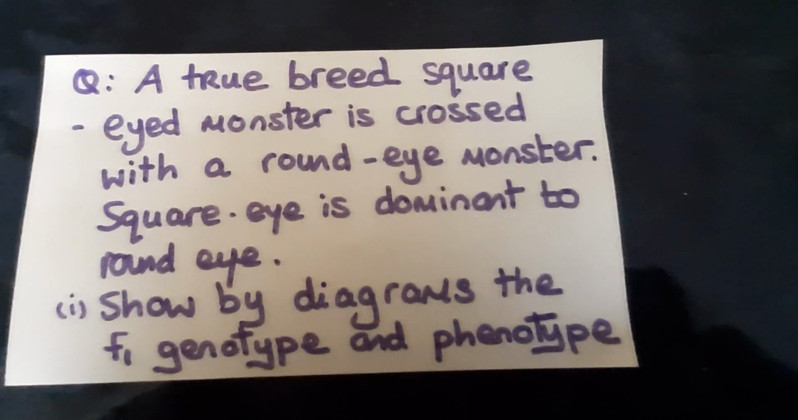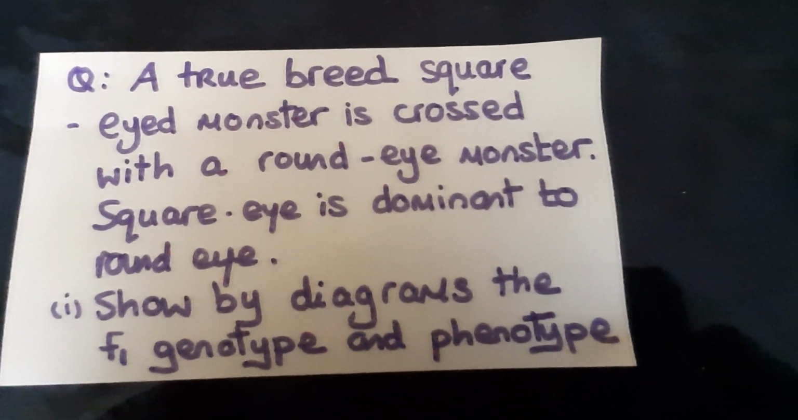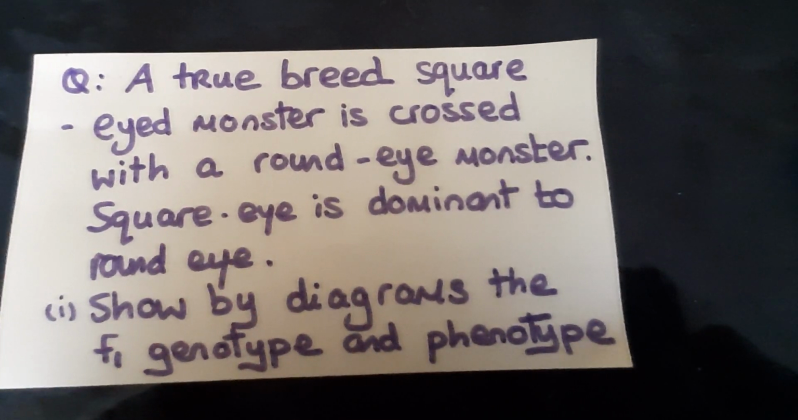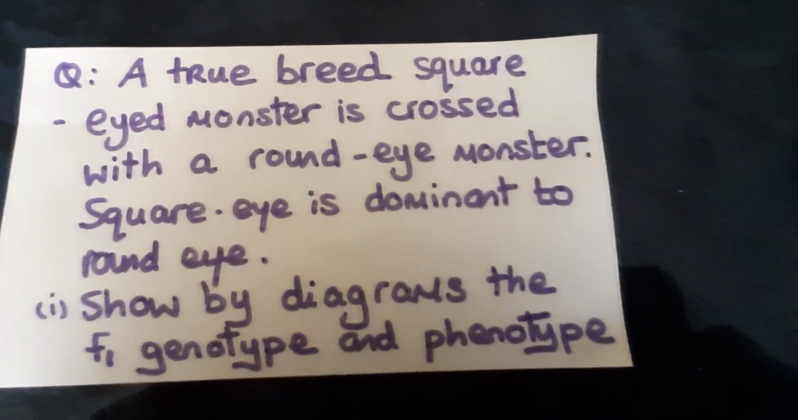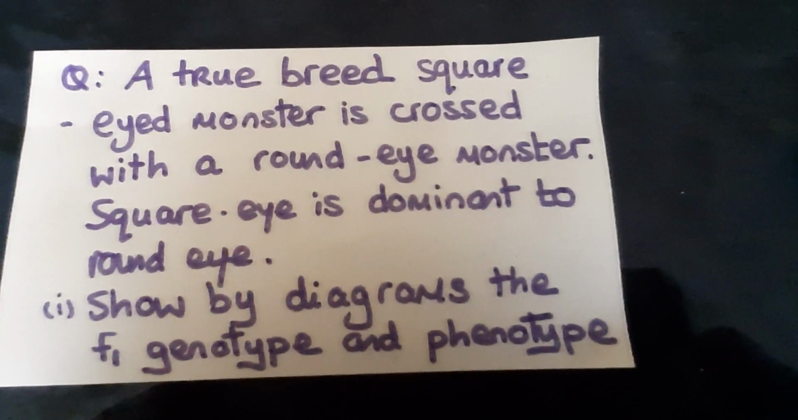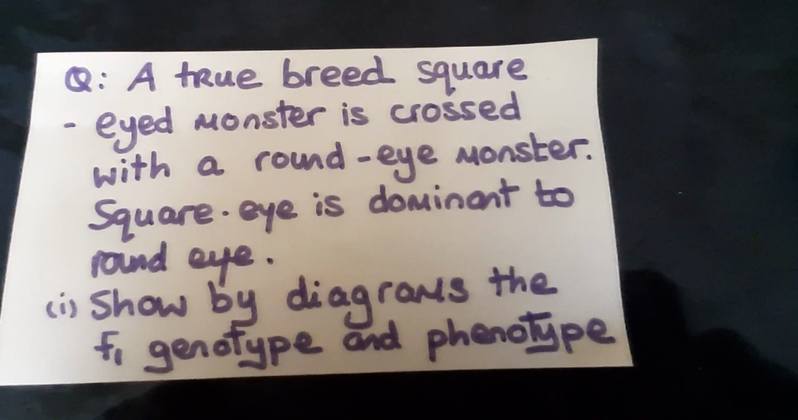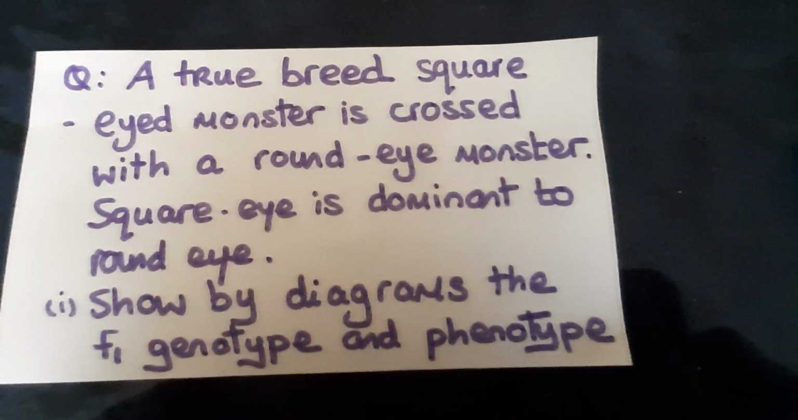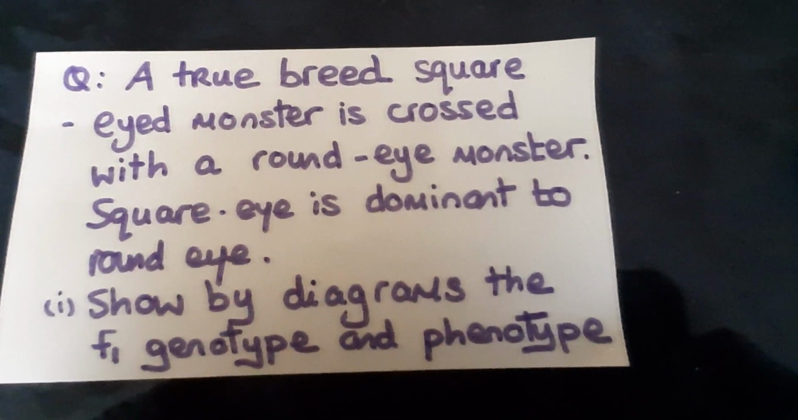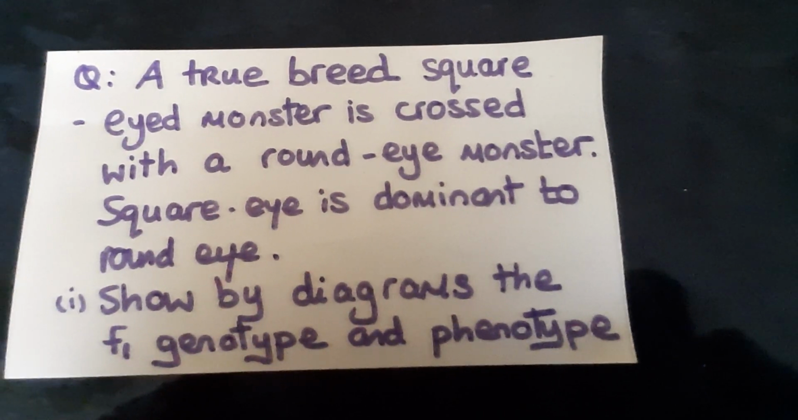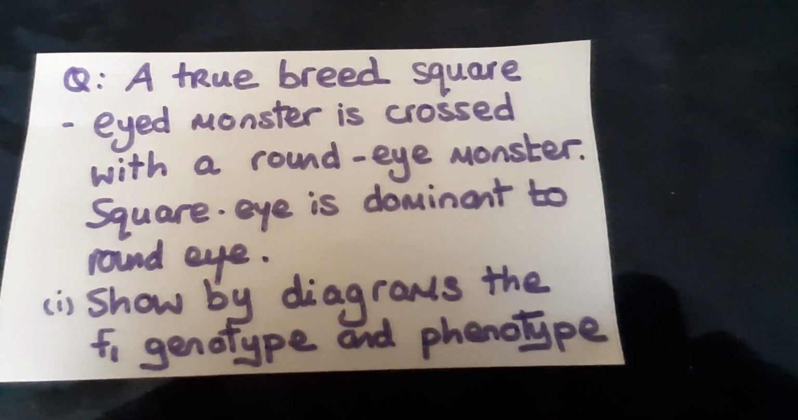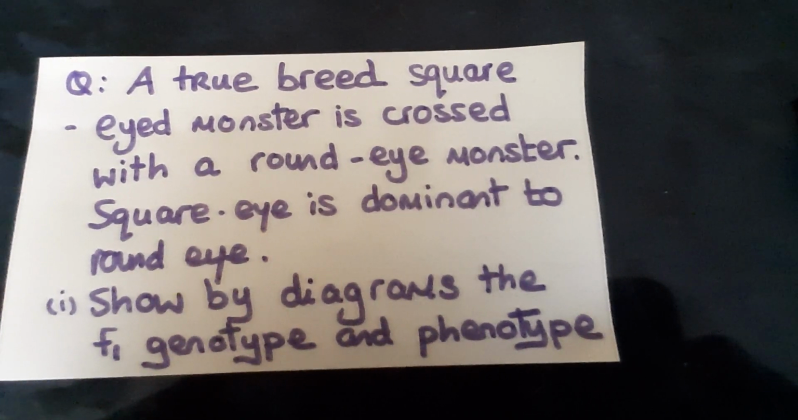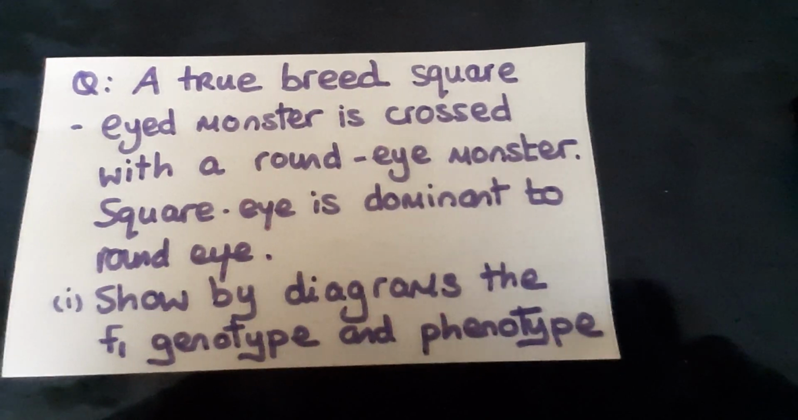So we have a true breed square-eyed monster, and it's reproducing or crossing with a round-eyed monster. And it's telling us, like I've mentioned already, that square eye is dominant to round eye. And then it's saying, show by diagrams the phenotype and the genotype of the first generation. Okay, so lots of new words there. True breed means homozygous to us. We have a square-eyed monster with a round-eyed monster. And they're asking us to show by diagram. So we have to look and see what that actually means.